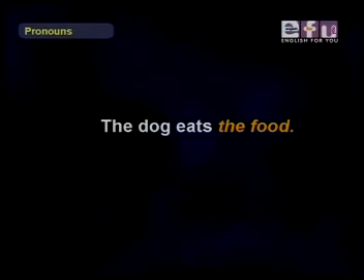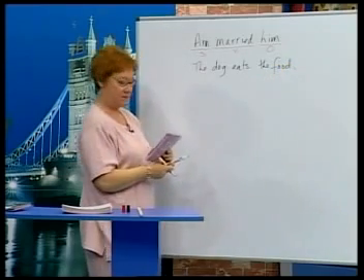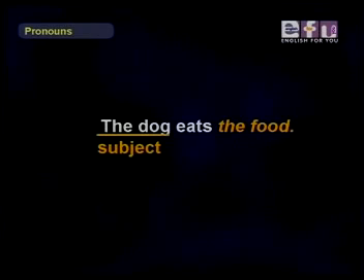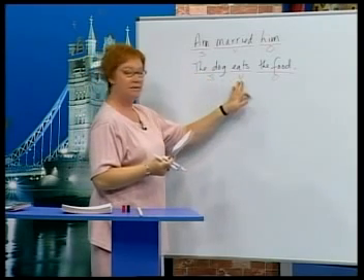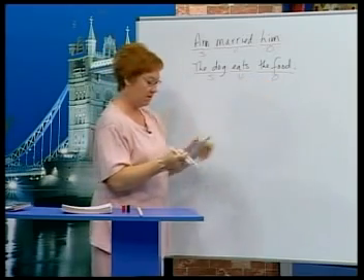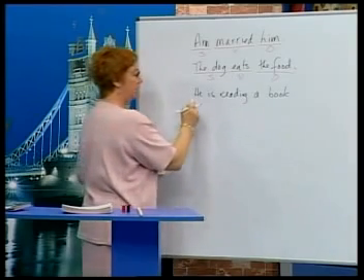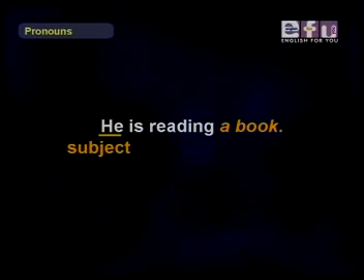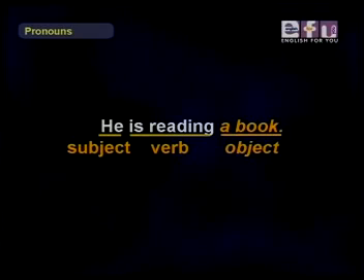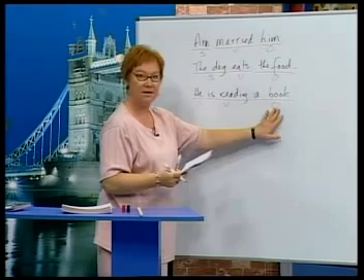Here's another example. The dog eats the food. Now, again, we have the subject, the dog. Eats is the verb. And the food is the object. The object is what does the dog eat? The food. And another one, he is reading a book. He is the subject. This is who we're talking about. Is reading, these two words, are the verb, and a book is the object. Okay? He is reading a book. What is he reading? A book.